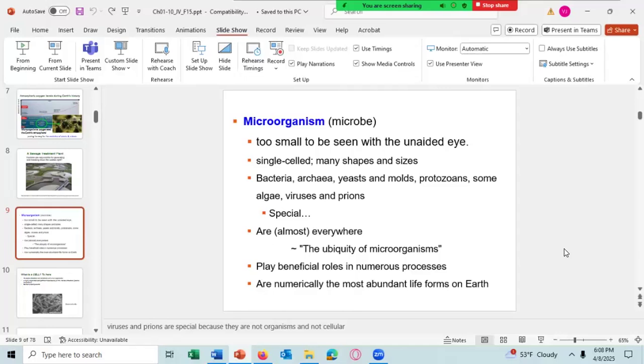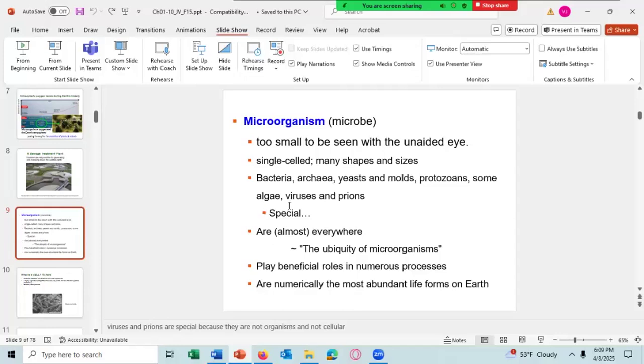Let me state that a microorganism or a microbe is an organism which is too small to be seen with the unaided eye. They are single-celled, come in many shapes and sizes, involving bacteria, archaea, yeast, molds, protozoans, and some algae. If the algae is single-celled, it's a microorganism. If it's like the kelp that washes up on the Oregon or Washington coast, that's not a microbe.